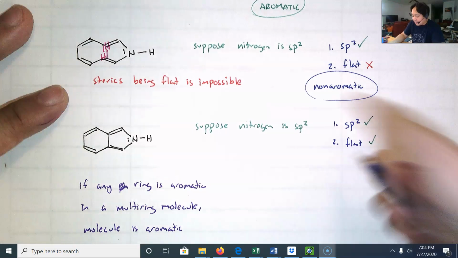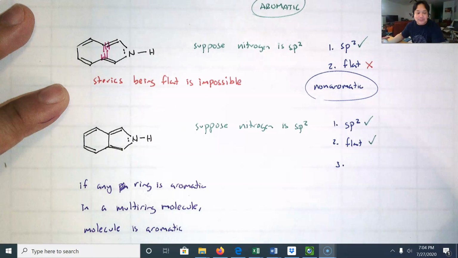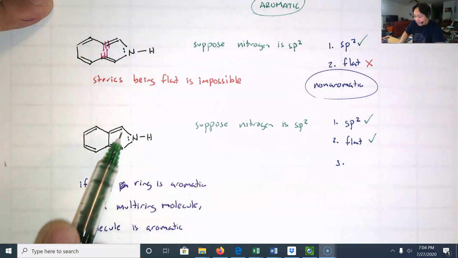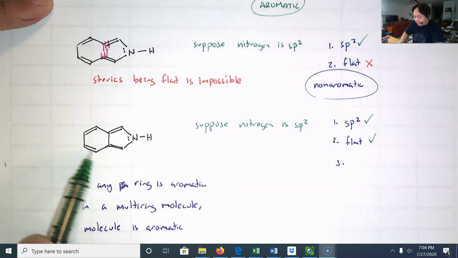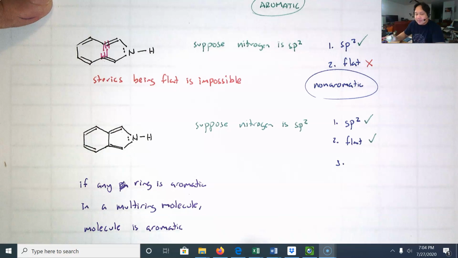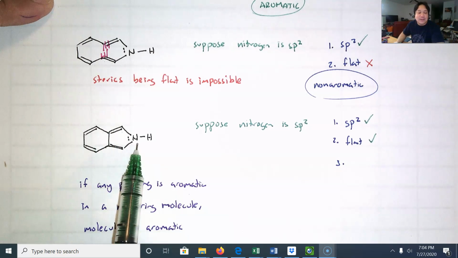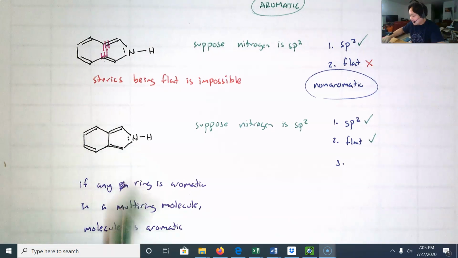Okay, here comes the counting part. How many pi electrons? Again, I'm going to focus on the outer ring, tracing where my pen is going. That ring right there. How many pi electrons do I have? 2, 4, 6, 8. The question is this nitrogen. Is that lone pair in a p orbital or not?